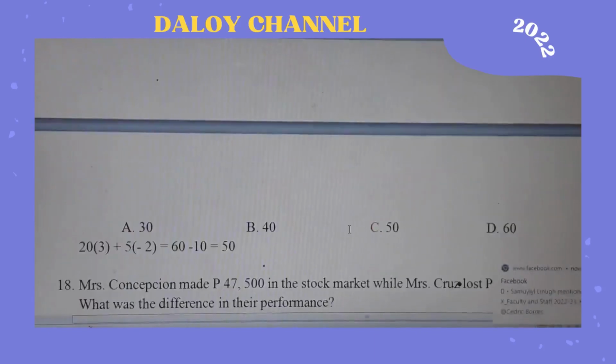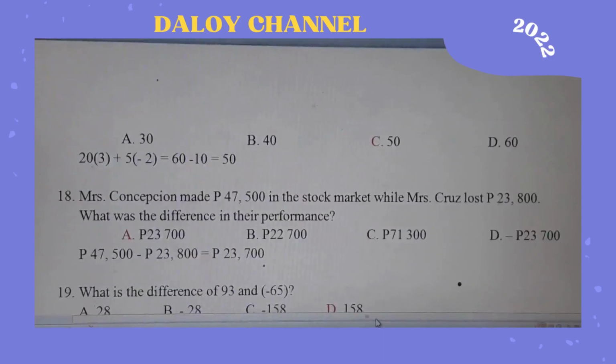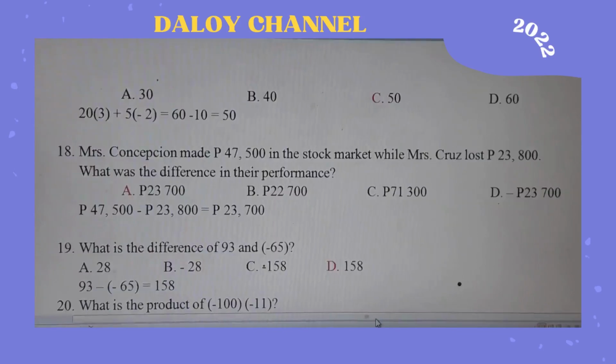I think the options are on the next page. Number 18. Mrs. Concepcion made 47,500 pesos in the stock market while Mrs. Cruz lost 23,800 pesos. What was the difference in their performance?